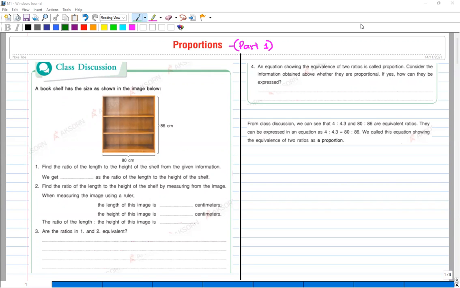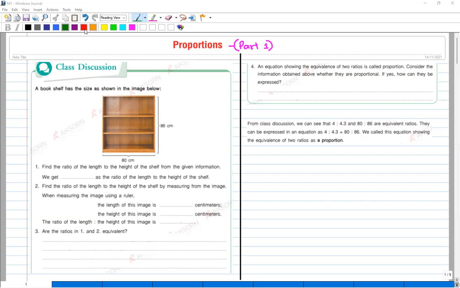Hello, students. So welcome to our lesson of today. Today, we are going to talk about proportions, and we are going to have two parts. And in this lesson, we are going to focus on part one. Let us do this discussion to discover what proportion is.